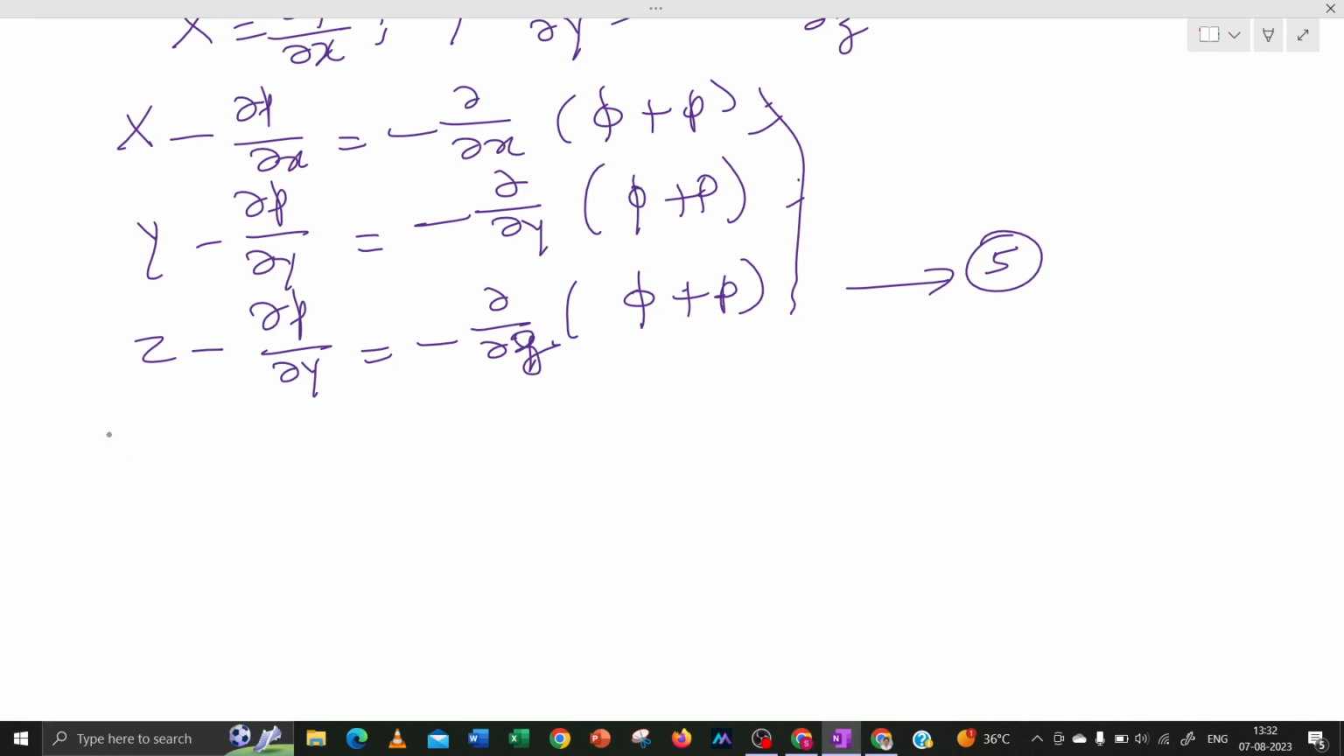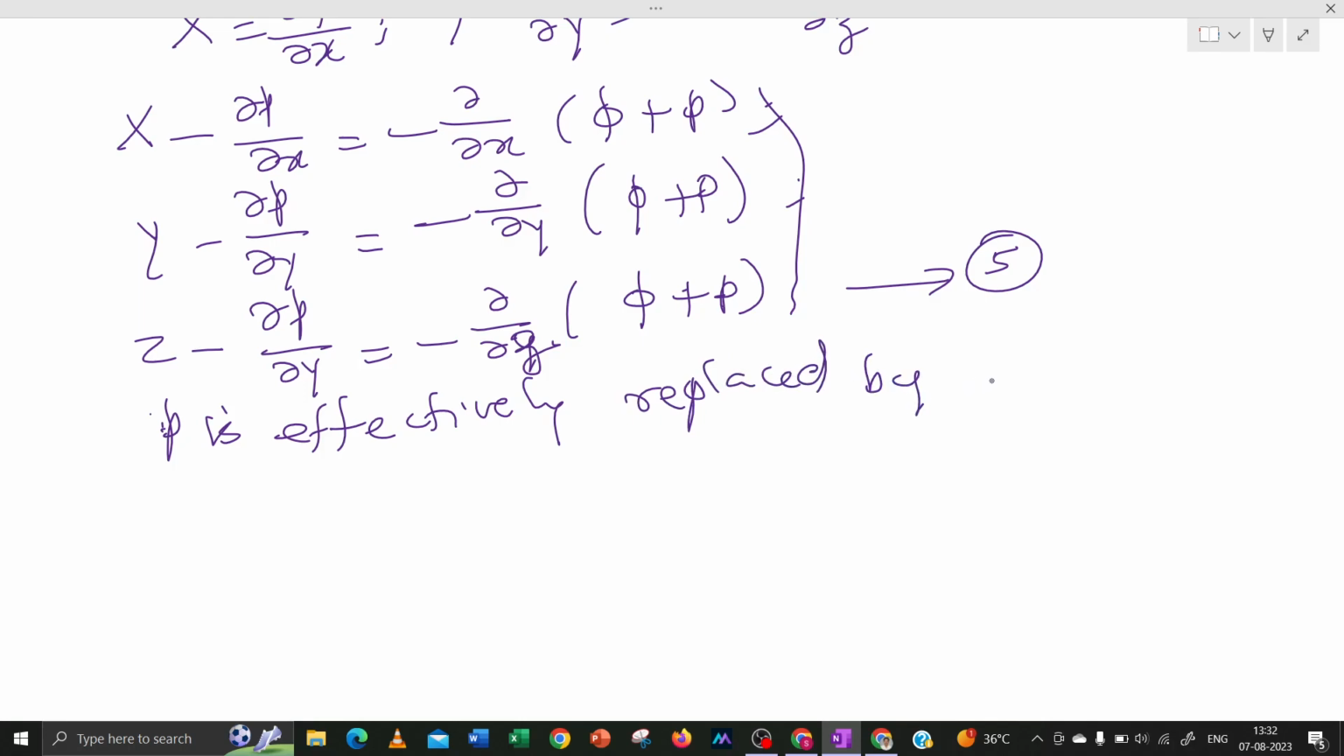Then p is effectively replaced by p plus pi. So X, Y, Z are known from equations 1 to 4. The system is a coupled non-linear partial differential equation for the 4 unknowns u, v, w and p. So that equation has to be solved subject to some initial conditions, given the motion of the fluid at the time t equal to 0, and certain prescribed boundary conditions.